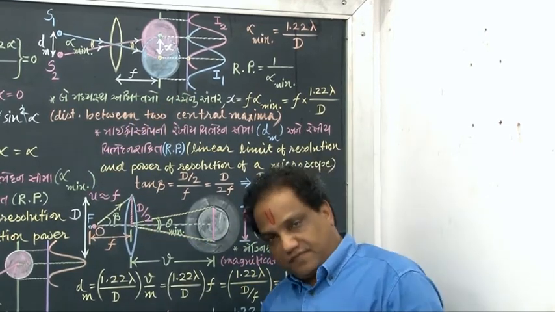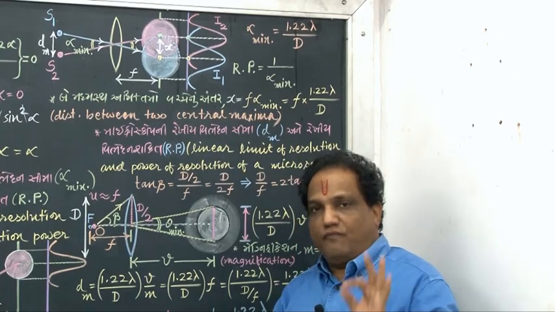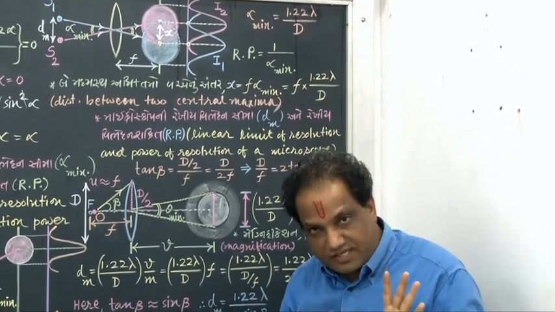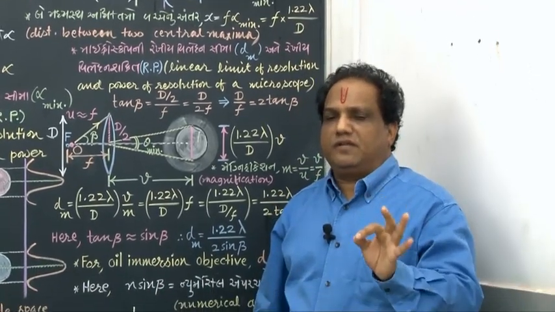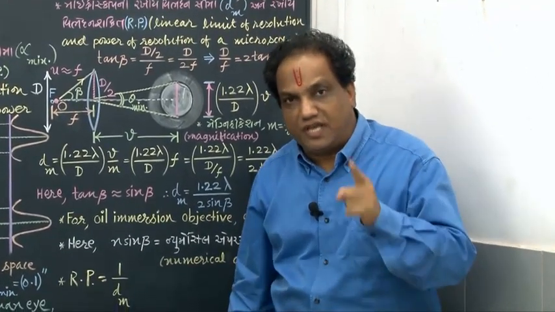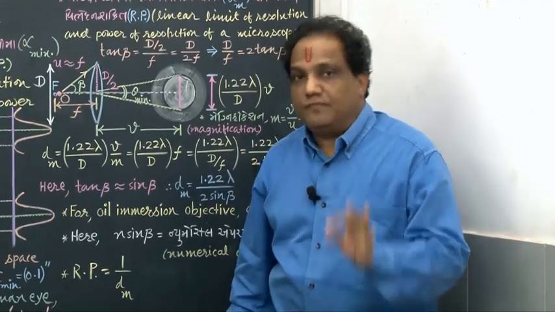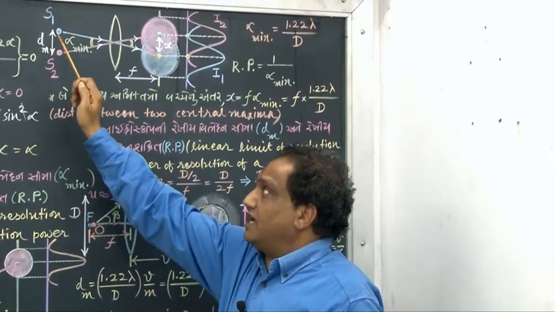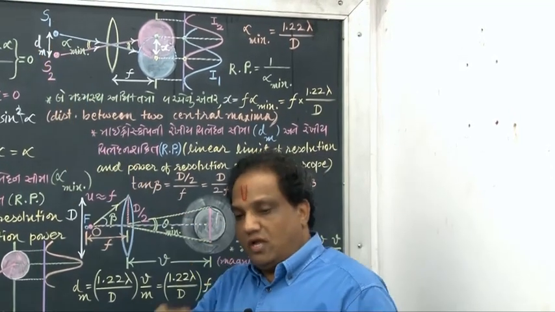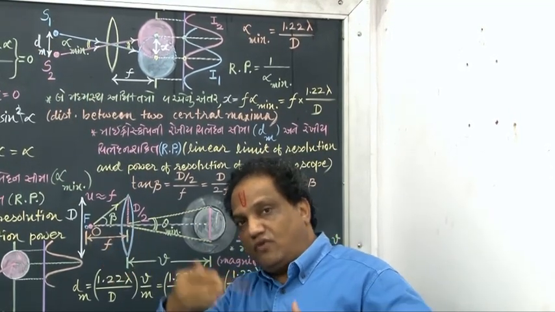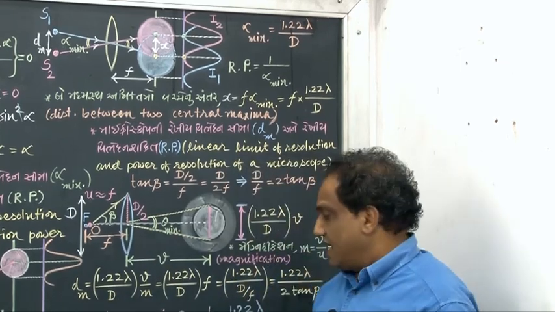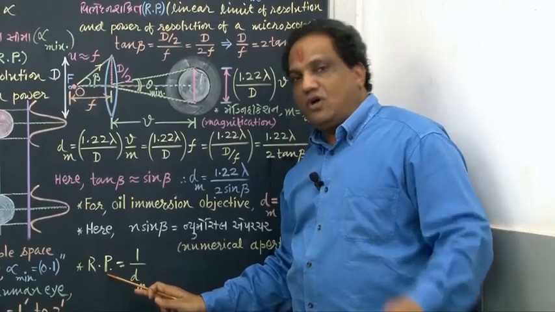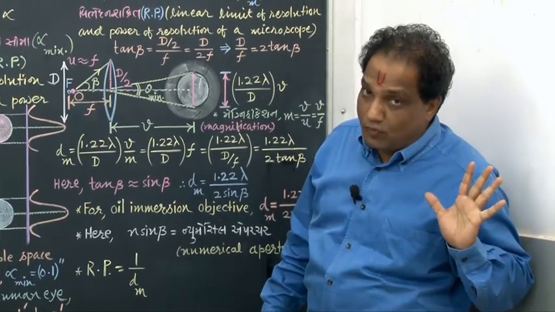How would you define it? Very simple. When images of two point-like objects are obtained just separate using a given microscope, then whatever is the distance between those two point-like objects is called linear limit of resolution of that microscope, and its reciprocal is called linear resolution power of that microscope.